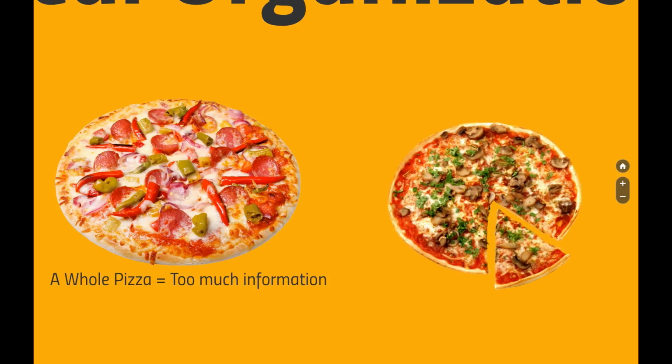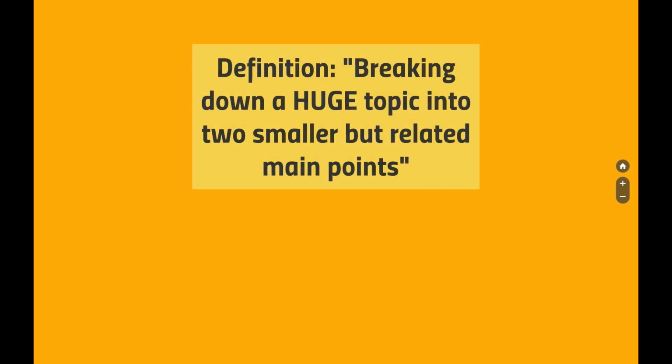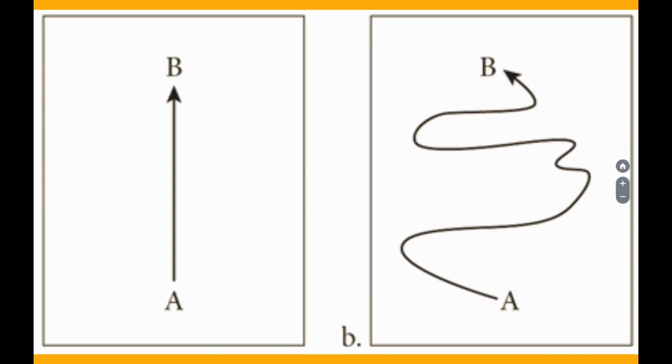So instead, I want you to take 2 pieces out of your pizza pie, or essentially take 2 main points out of this gigantic topic you have and just talk about those 2 things, because you only have 5 to 7 minutes. But more importantly, I want you to learn how to pick valuable information and not just the first information that comes up on Google. All right, so what is actually the definition? Well, you want to break down a huge topic into 2 smaller but related main points, and that's exactly what I'm going to be teaching you how to do in this speech. Now, when I say smaller but related, essentially what I mean is the quickest path between 2 destinations is a straight line, right?